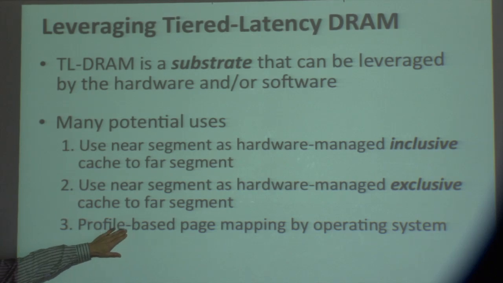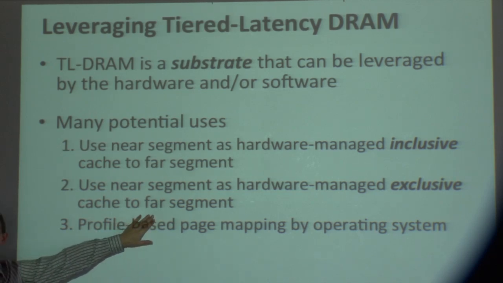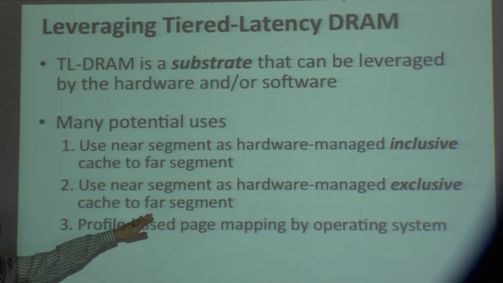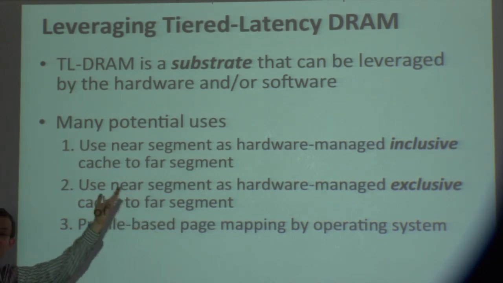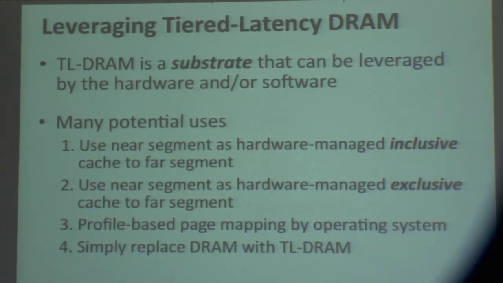Or you could do the page mapping at the operating system level and never migrate data between these two segments. And this could be interesting if you have information from the application, for example, or if you collect information. Or you could do this dynamically also, right? You could do dynamic profiling and actually move data between the two segments. And this is interesting too. And one other thing you could do, say, I don't want to manage this. You can simply replace DRAM with TL-DRAM. Of course, the controller needs to be aware of this. But basically, you don't care about page mapping. This is not a good idea, and it doesn't work according to Donghyuk's results, because you really want to do something intelligent in this near segment.